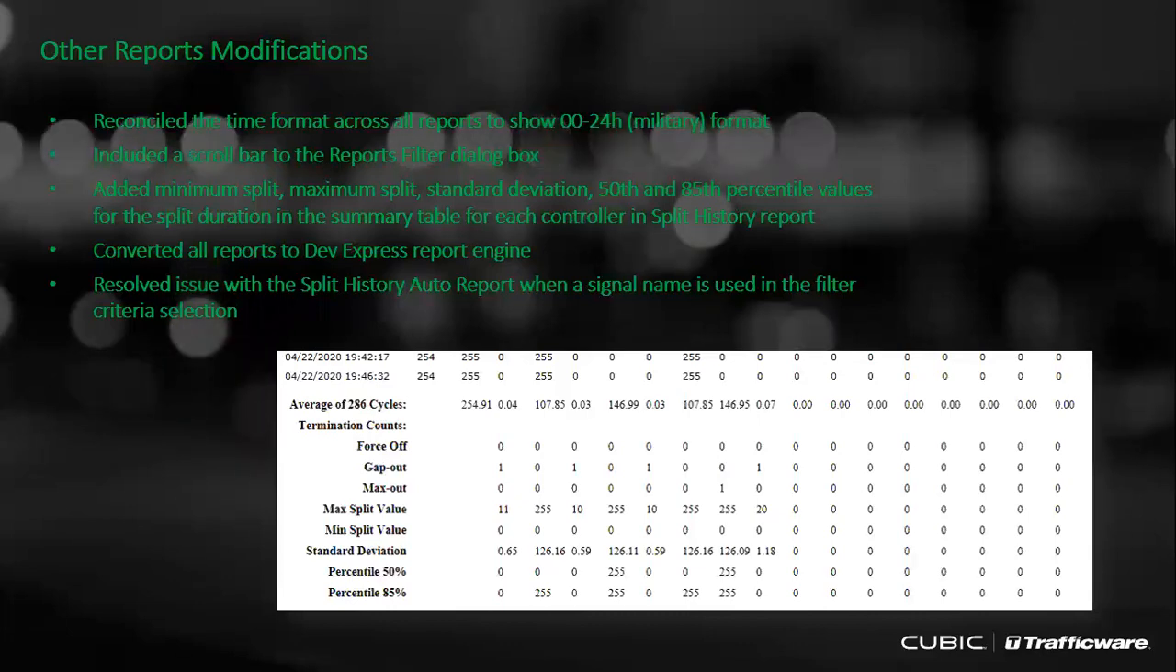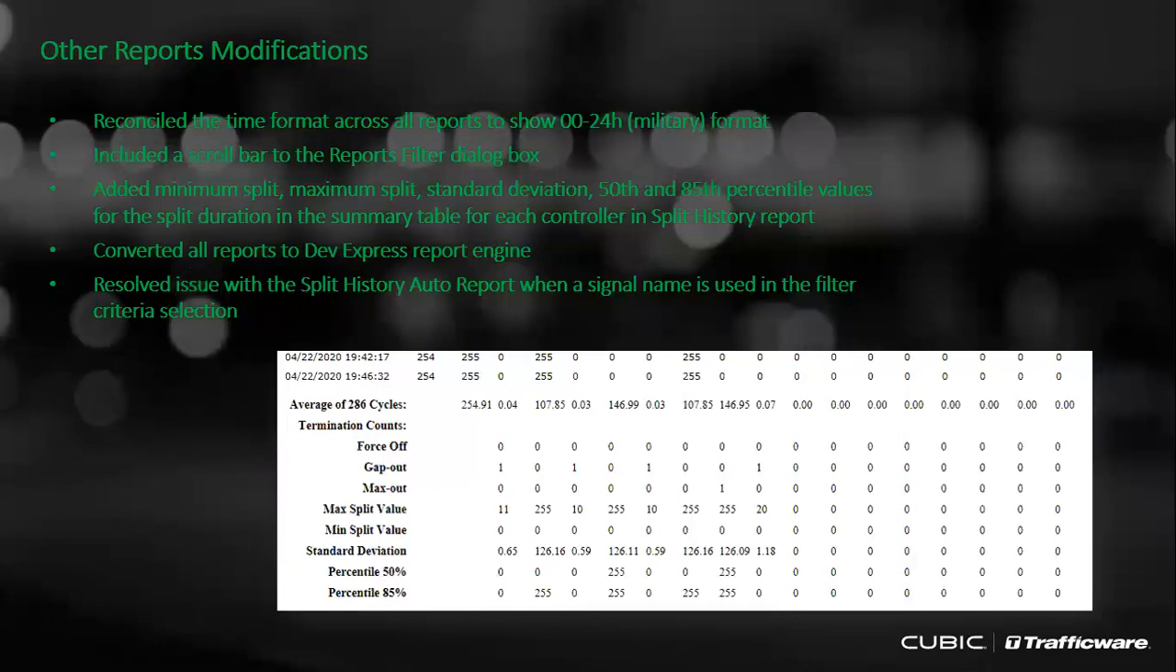We also added minimum split, maximum split, standard deviation, and 50th and 85th percentile values for the split duration in the summary table at the end of the split history report. You remember that the split history report already had a summary table that showed the force off, gap out, and max out instances. We expanded that summary table to include all the entries I just mentioned, as you can see in the example at the bottom of the slide.